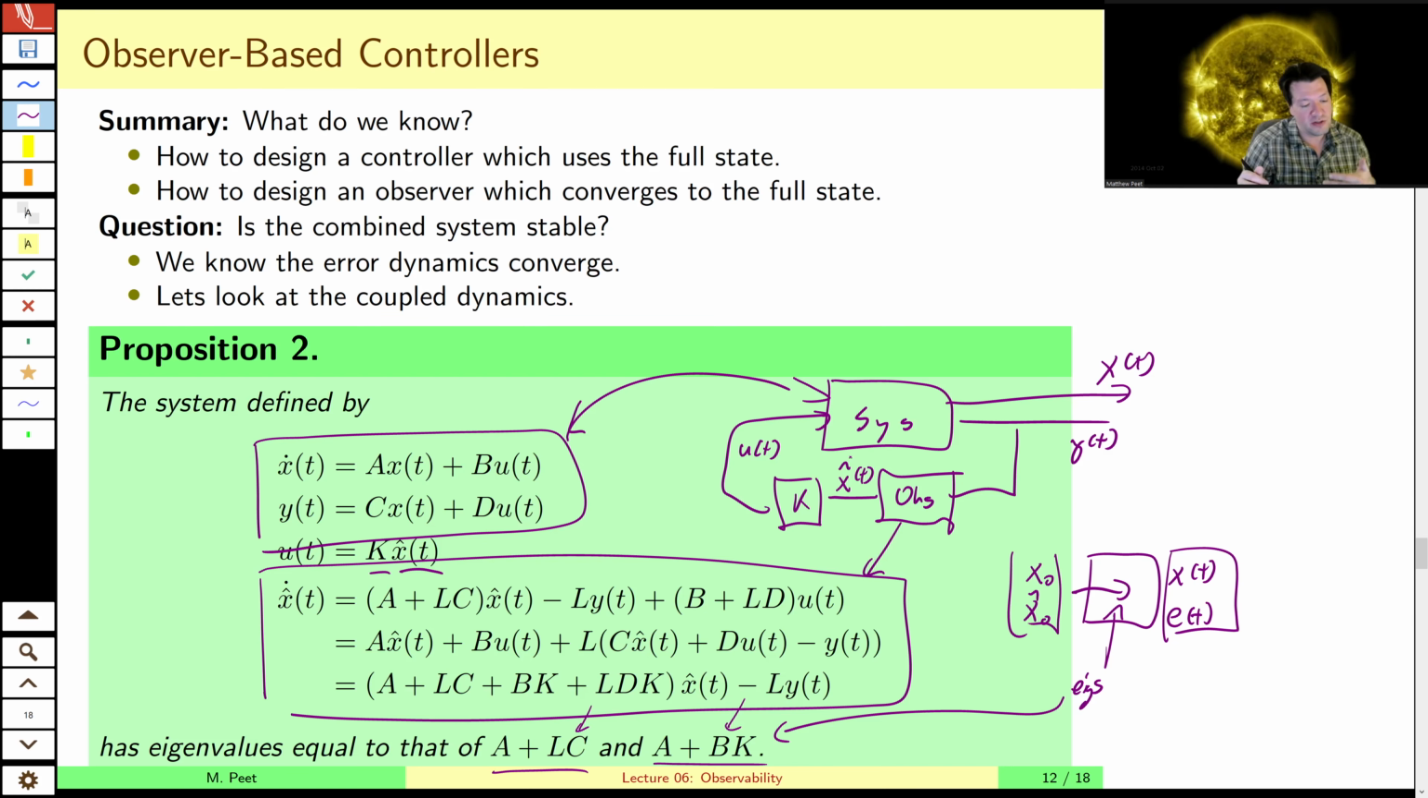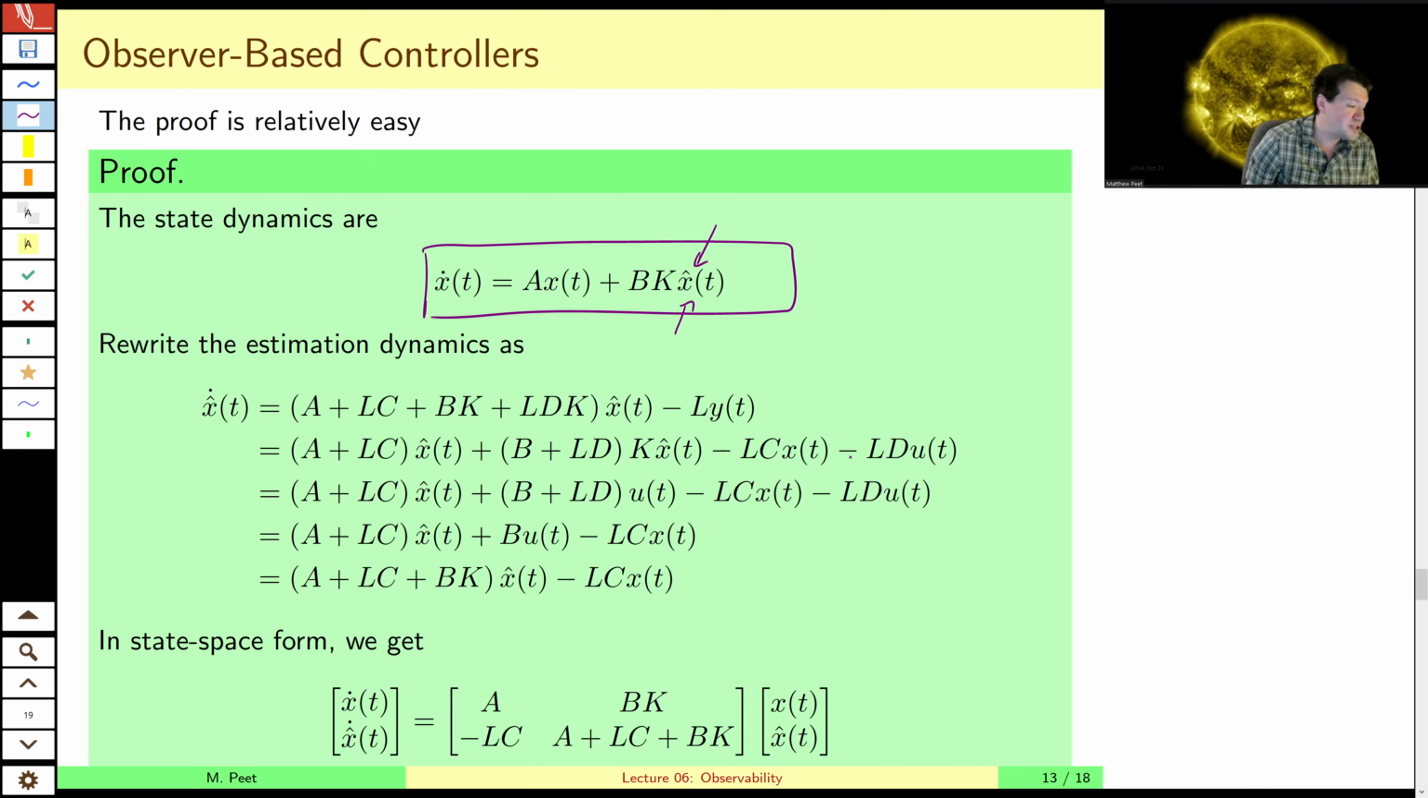Even though your error is converging to zero, that error may excite the states of the actual system in some special way, which excites a mode of the system. There could be some counterargument. But what this shows is that the counterargument doesn't hold. This is a proof. It proves that the closed loop system is in fact stable, and it's not entirely obvious.